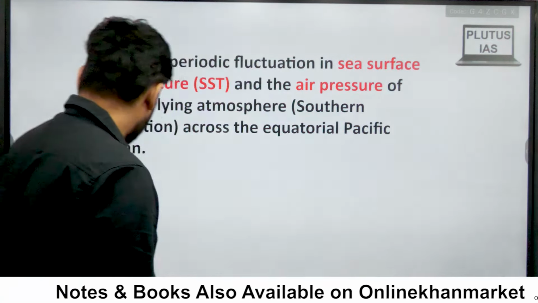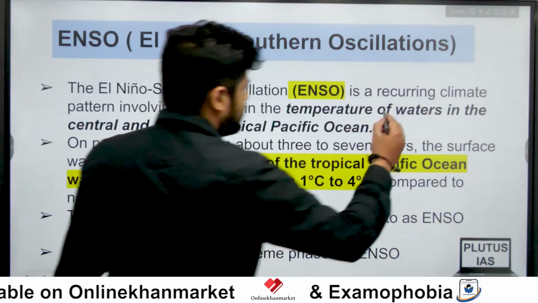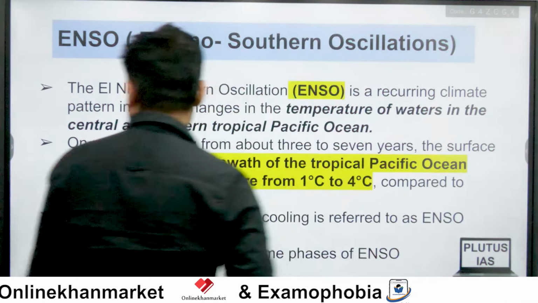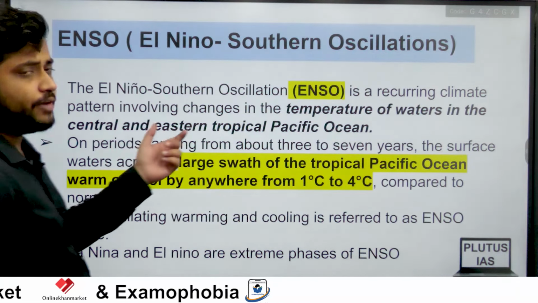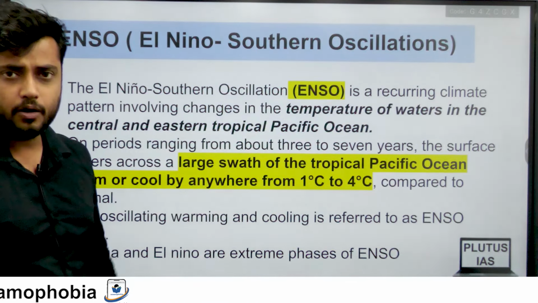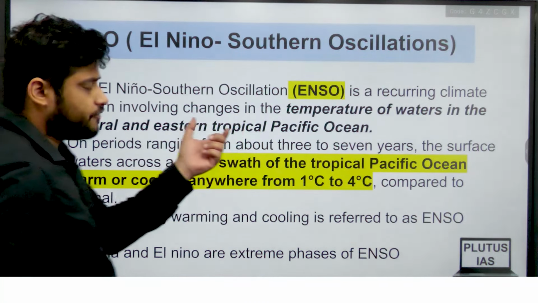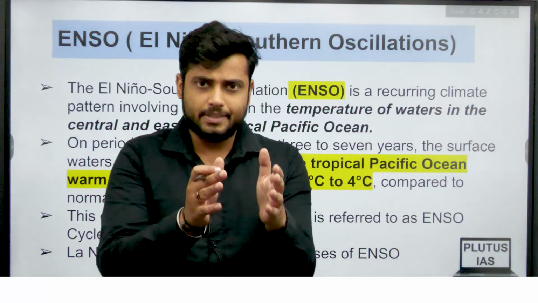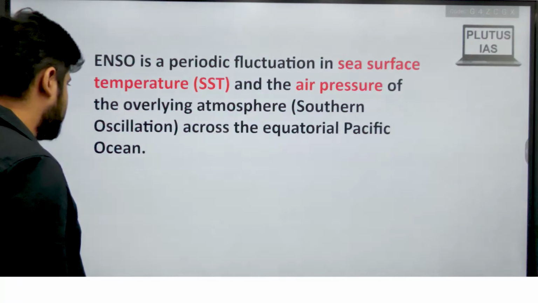Let's move forward. Now we are in a position to define El Nino Southern Oscillation. ENSO is a recurring climate pattern involving changes in the sea surface temperature in the central and eastern part of the tropical Pacific Ocean. I have already discussed that this is a phenomenon related to the Central Pacific Ocean and the eastern basin of the Pacific Ocean. See this diagram.